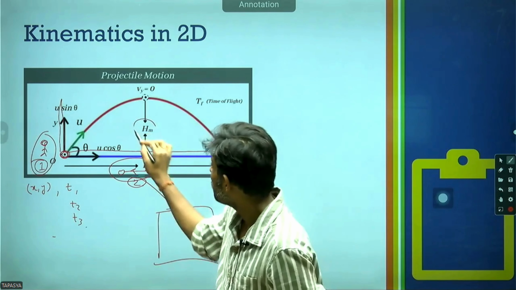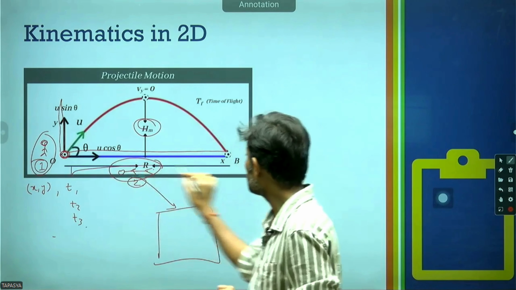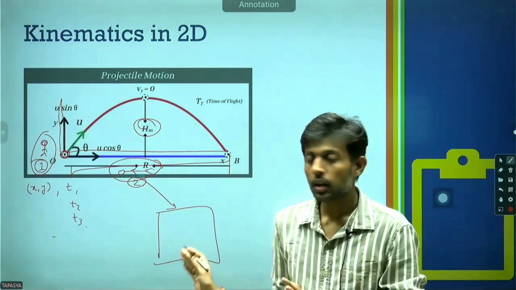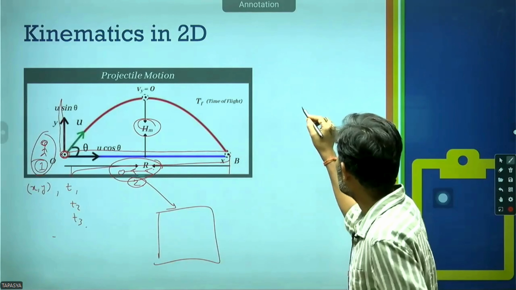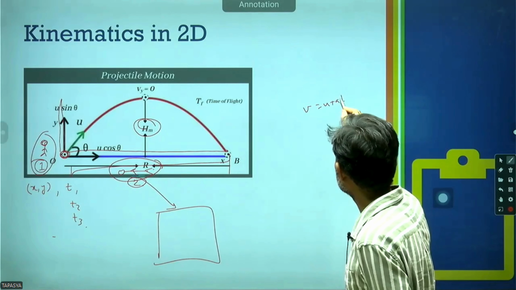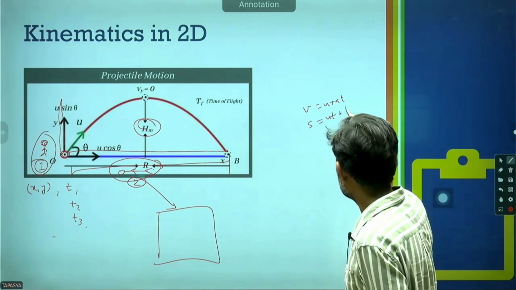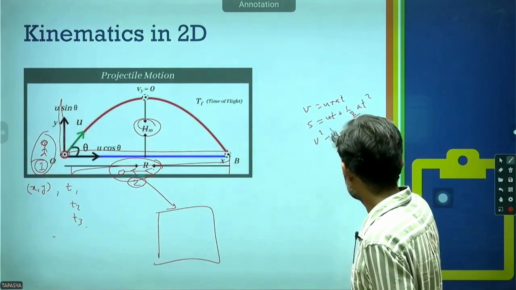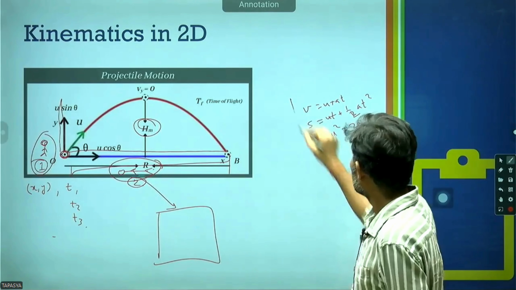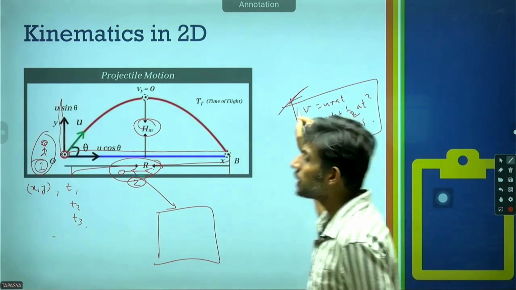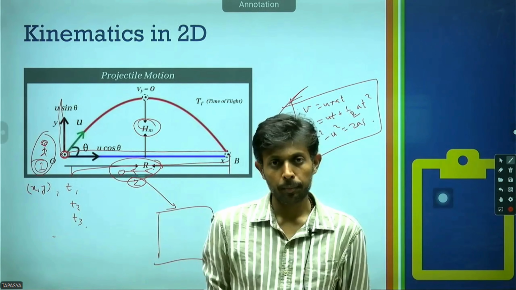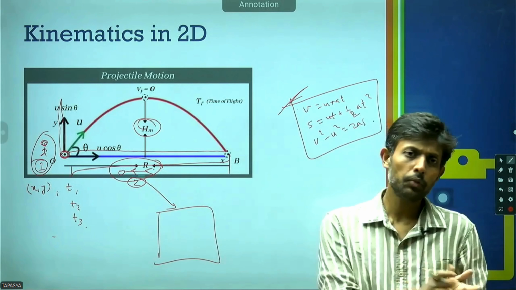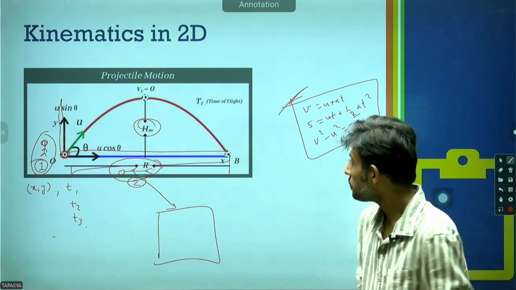How to find the maximum height, how to find the range, you do not need to remember or memorize the formulae for this. If you know these three formulae, v = u + at, s = ut + (1/2)at², v² - u² = 2as, 2D motion does not need anything else apart from these three formulas. Okay, for understanding. Of course, for faster calculation, if you remember the formula, that is better.